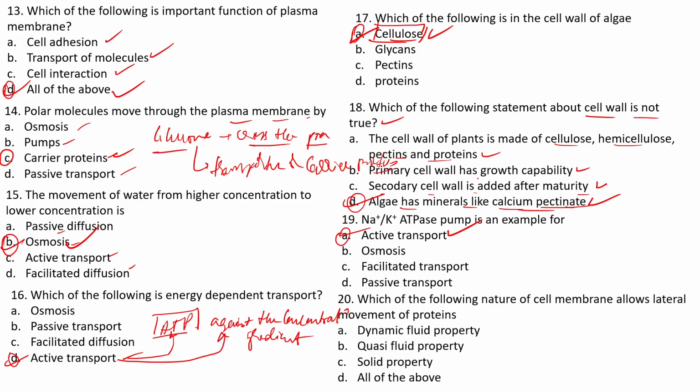Which of the following natures of the cell membrane allows the lateral movement of proteins? Dynamic fluid property, quasi-fluid property, solid property, or all of the above. We know it is the quasi-fluid property that mainly promotes the lateral movement of molecules, mainly the protein molecules.